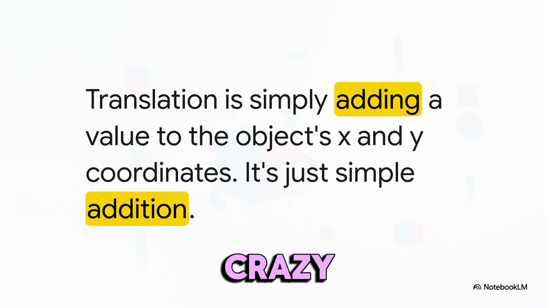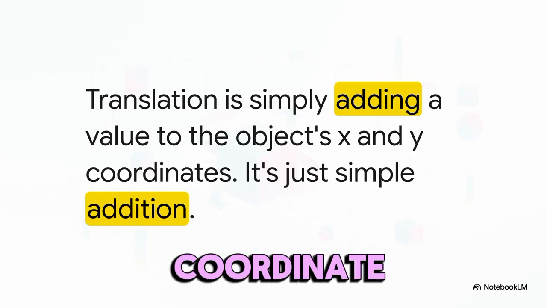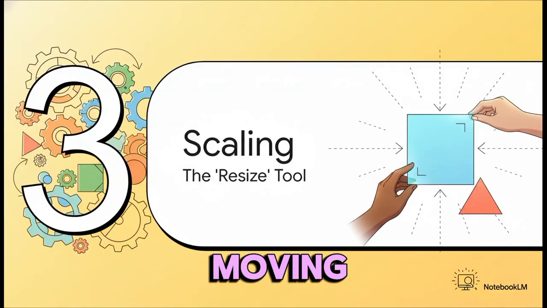And you want to know the crazy math behind all this? It's just addition. Yeah, that's it. To move that shape, the computer literally just adds a number to the x-coordinate of every corner and another number to the y-coordinate. That's all. Moving a complex object is basically just grade school math. Okay, so that's moving. Let's build on that and talk about the next tool in the box.